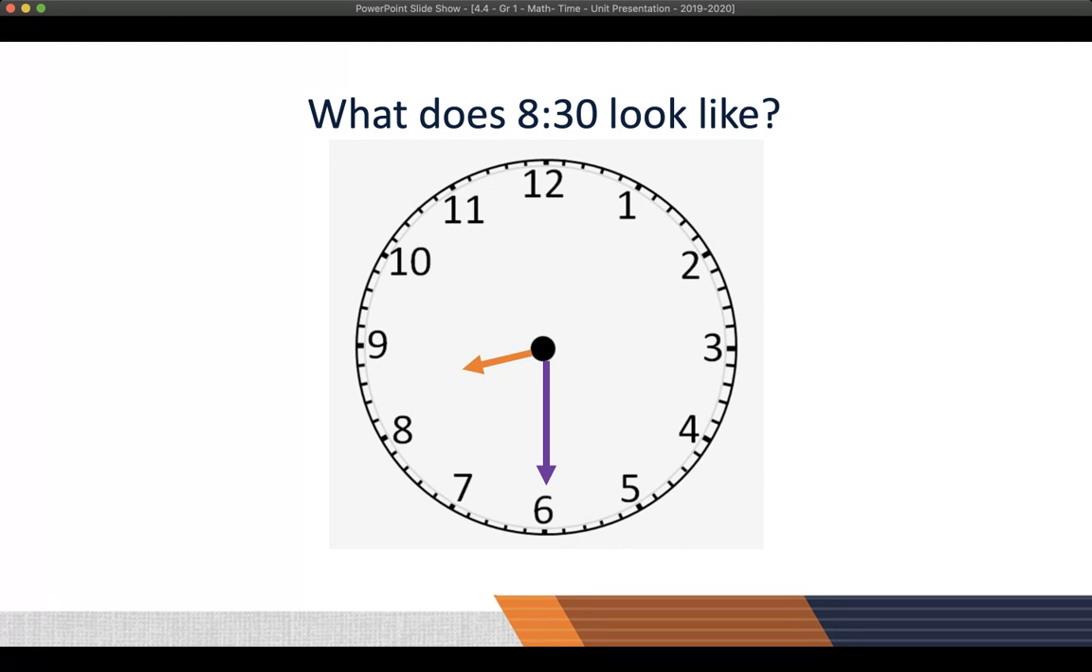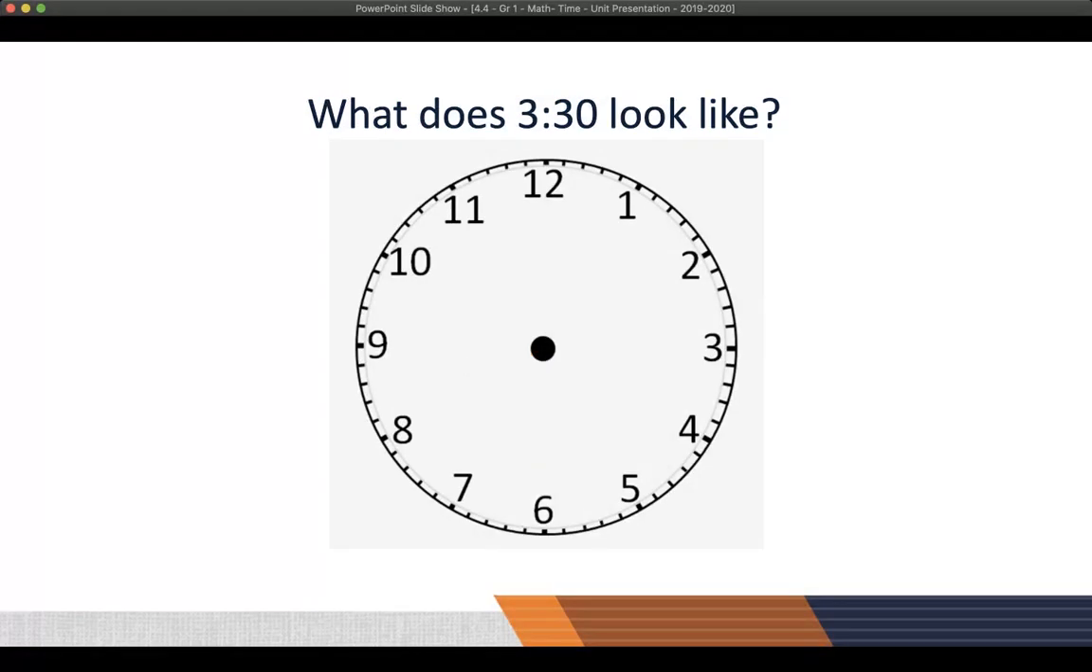The minute hand, shown in purple, is on the 6 because 30 minutes into the hour is half of the hour, half of the circle. The hour hand, shown in orange, is halfway between the 8 and the 9 because 8:30 is the halfway point between 8 o'clock and 9 o'clock.